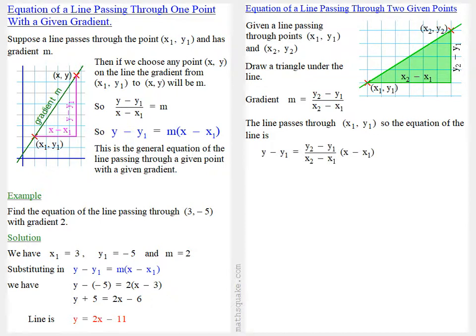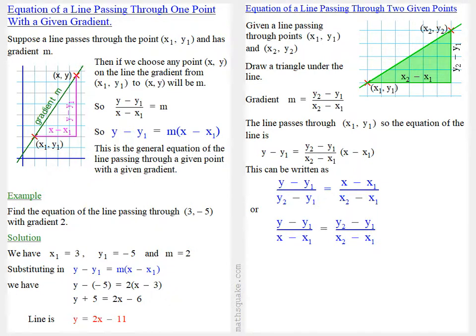And if we divide both sides by y2 minus y1, we get y minus y1 over y2 minus y1 is equal to x minus x1 over x2 minus x1. Now this is a very useful formula for getting the equation of a line going through 2 points. Some people write it as y minus y1 over x minus x1 equals y2 minus y1 over x2 minus x1. You can use whichever of those two you prefer.